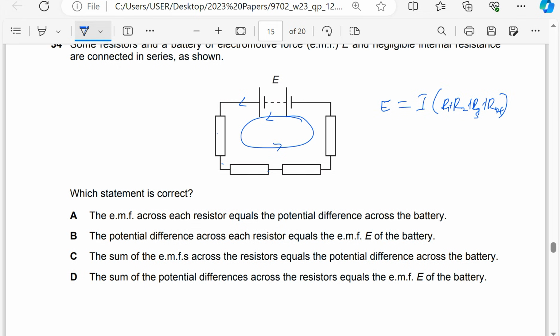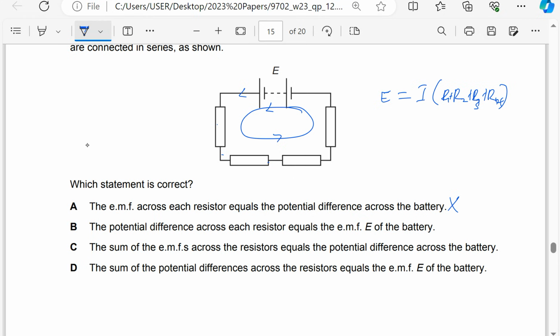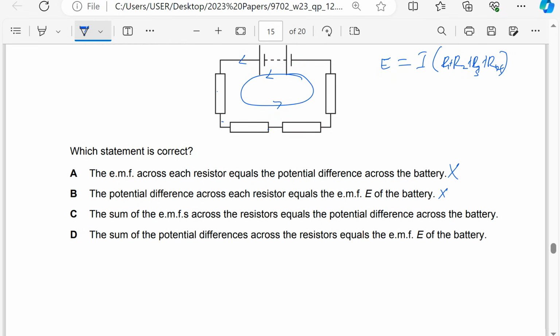Okay, let's see what is given here. The EMF across each resistor equals the PD. That is not true because they're in series. The EMF is divided. The PD across each resistor equals the EMF of the battery. That is not true. The first statement and the second statement are the same.